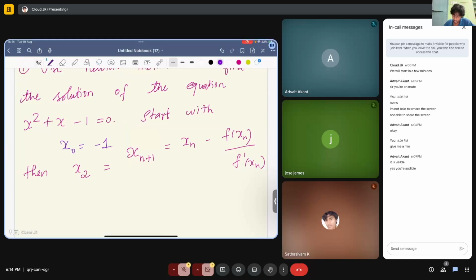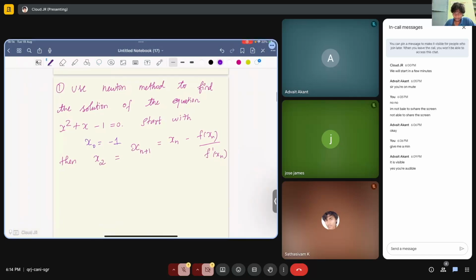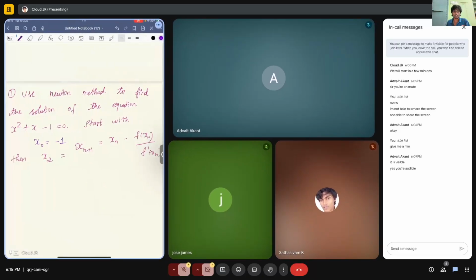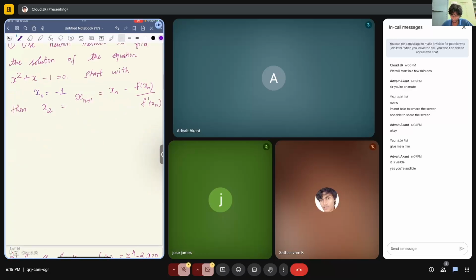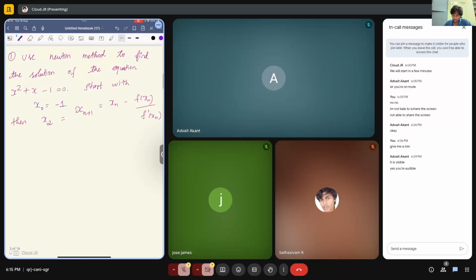So you can remember this xn. Maybe I will change the orientation of this. This might help me to write a little bit more. Maybe I'll change the color also. Okay. So let's compute this thing. First we have to compute what is the f prime of x. So let's compute the f prime of x.